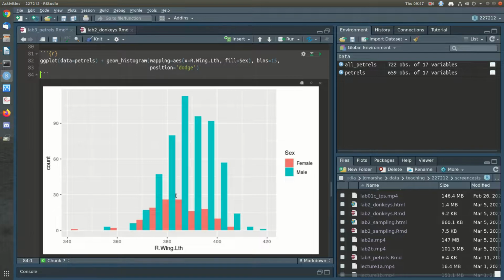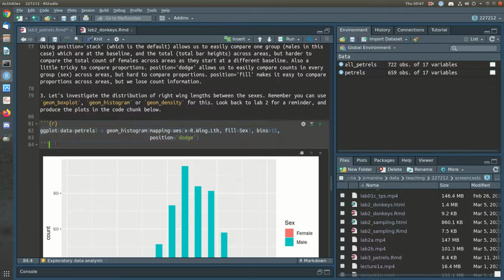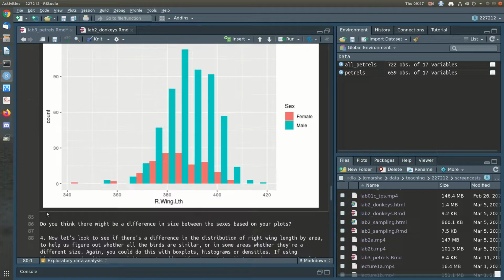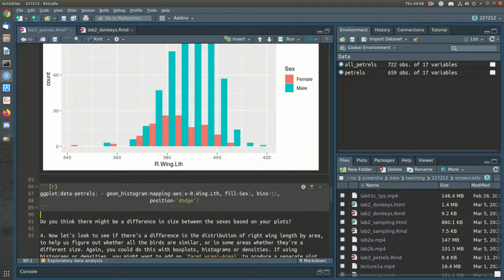Right, the centre of the females is down here at about the low to mid 380s, whereas the distribution of the males is maybe centred a little bit closer to 390. Okay, we could also try these other ones, so the density or the box plot. So let's grab that whole code chunk, copy and paste, and we will change it to a density.